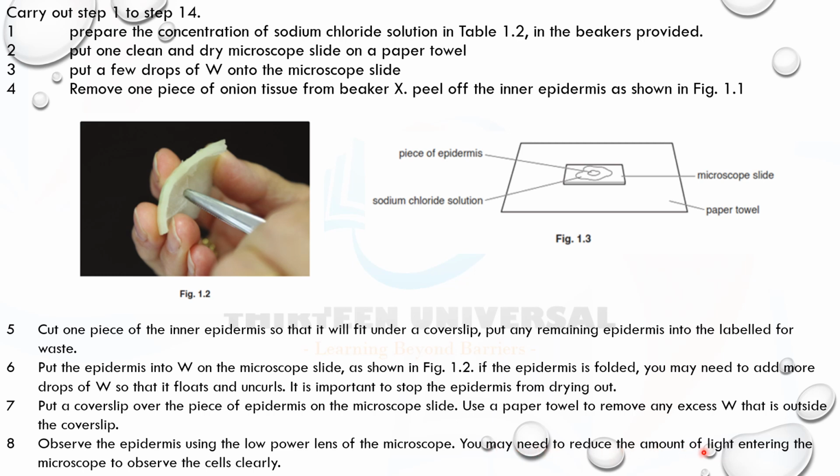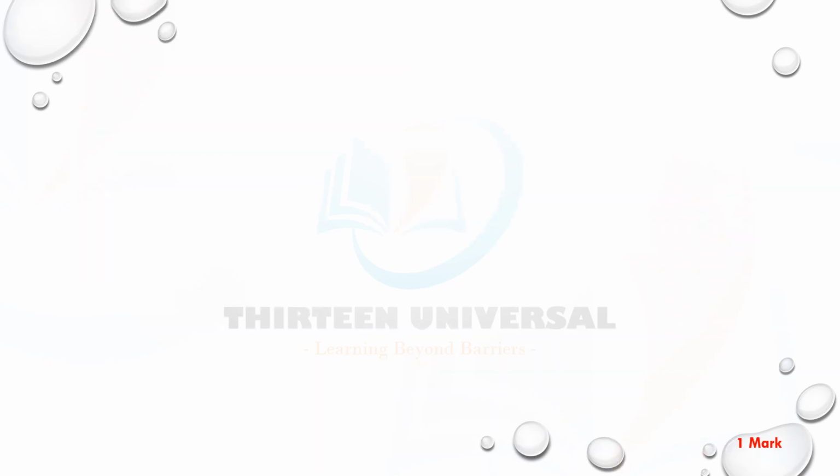Yeah, when you are doing this experiment, reduce the amount of light because there's no staining. We're not using staining. So if you use high light intensity, it may actually affect the visibility of your specimen on the microscope. So that's why you have to follow this instruction. So let's look at the next one.